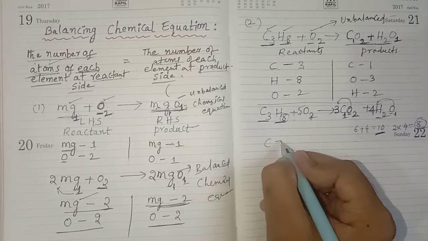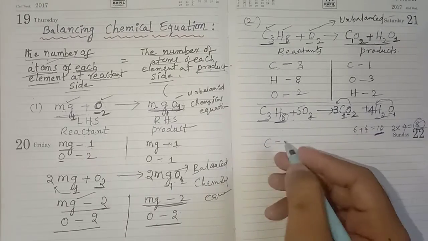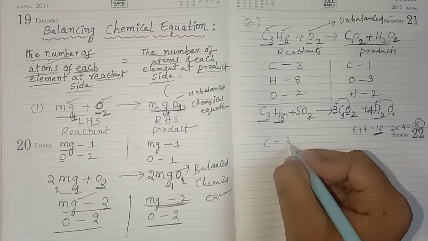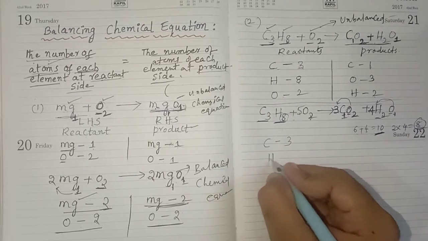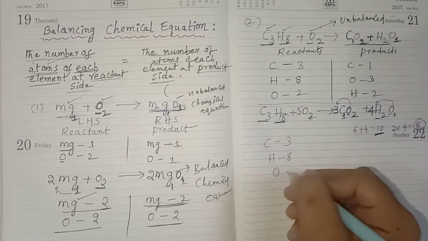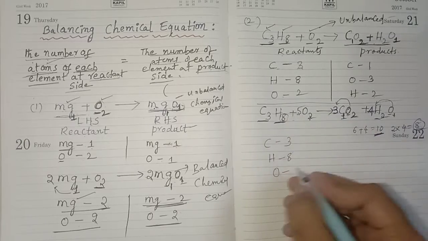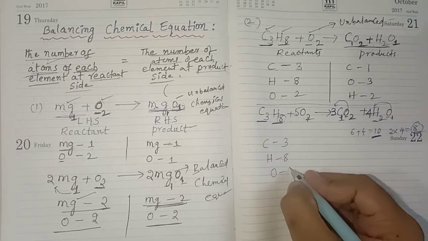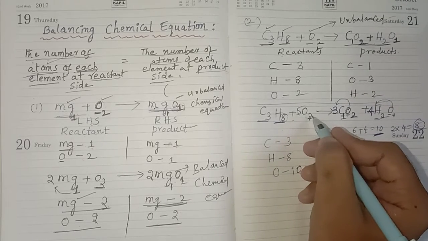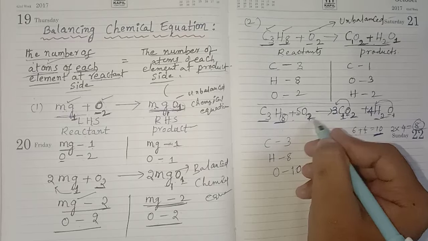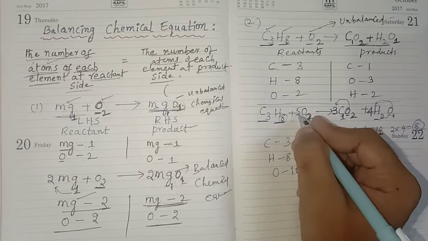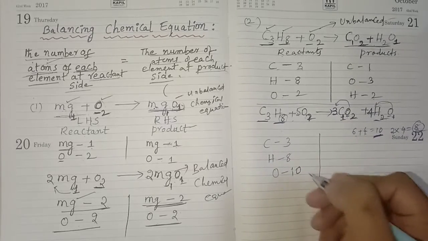Once again, I am going to write all the elements' atoms here. Each element's atoms: carbon 3 atoms, hydrogen 8 atoms, and oxygen, you have to multiply 2 into 5, which is 10. Most of the students get confused here. So we have to multiply 2 into 5 compulsorily, and 2 into 5 becomes 10. So these are the reactant side.